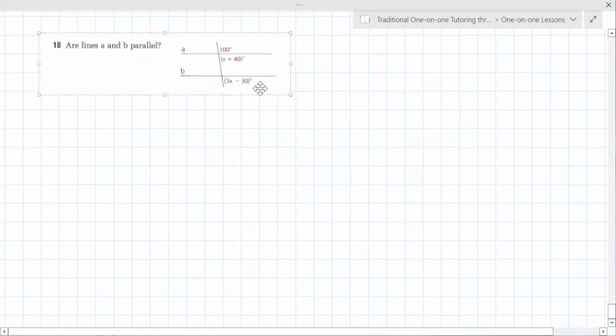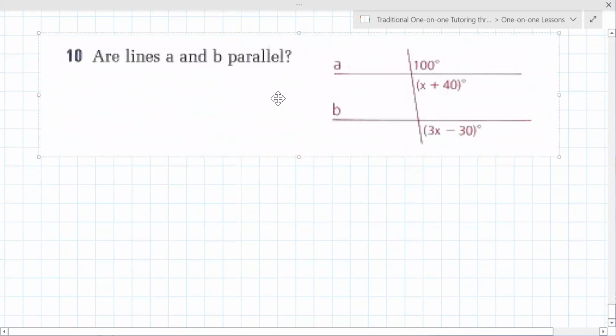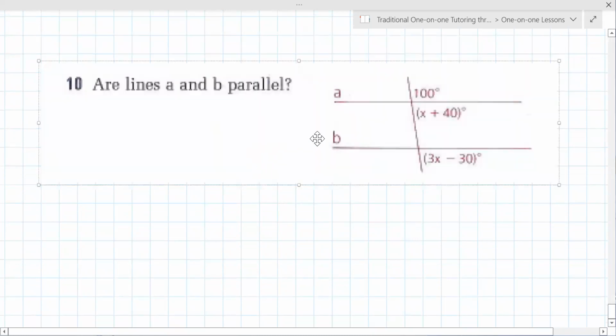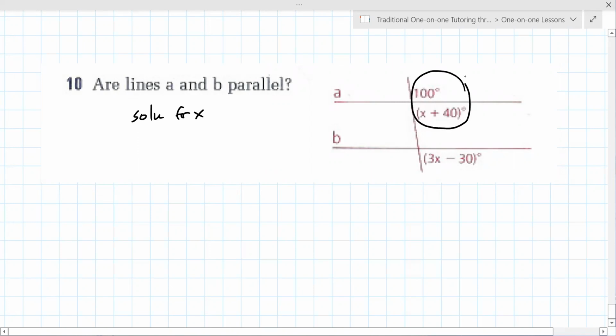Okay, so this question asks if the lines are parallel. This is the converse of, hey, they're parallel, and do a bunch of stuff. So before you can answer whether they're parallel, you need to solve for x. And I want you to use this information right here to solve for x, please. Okay.